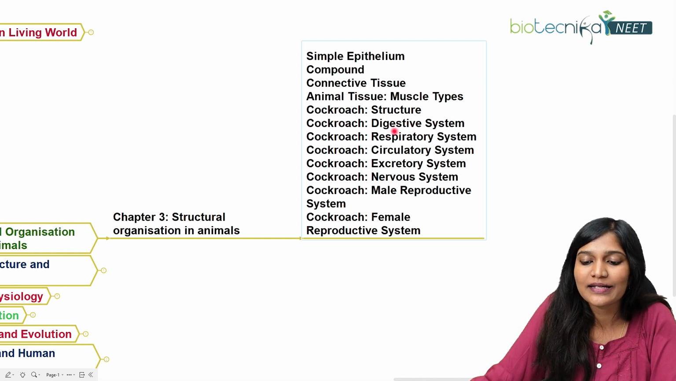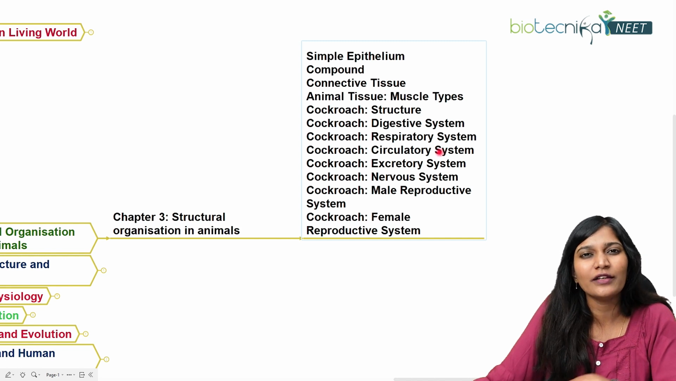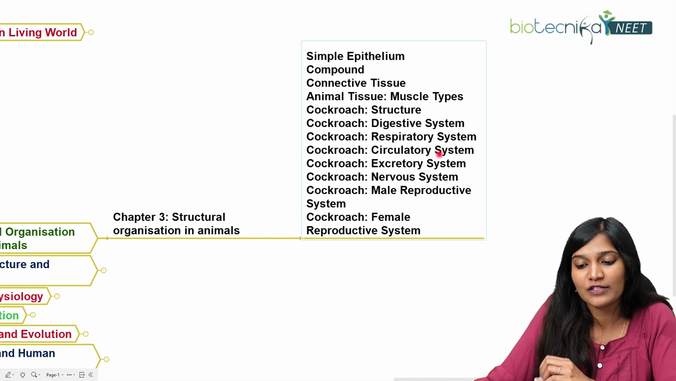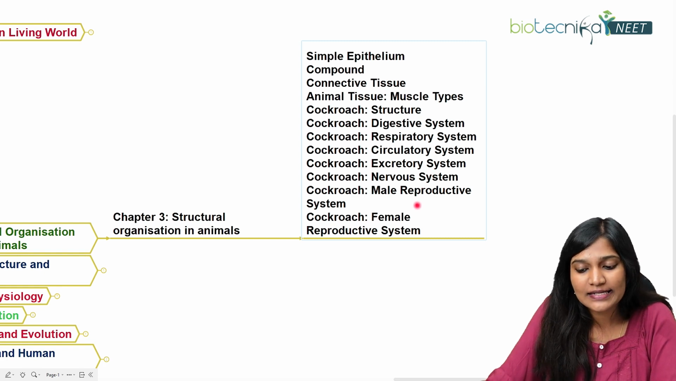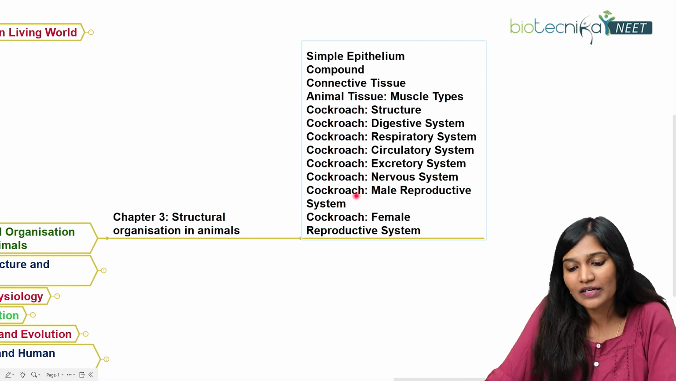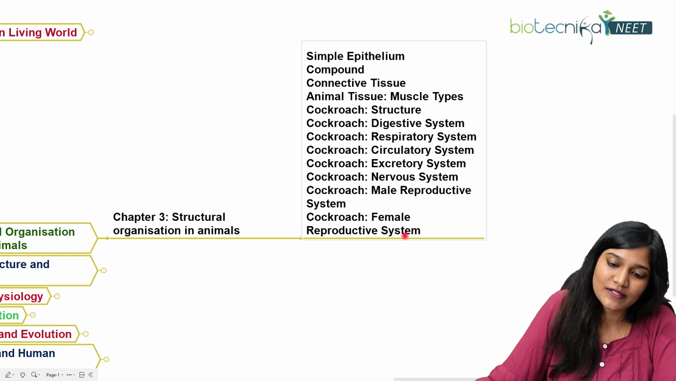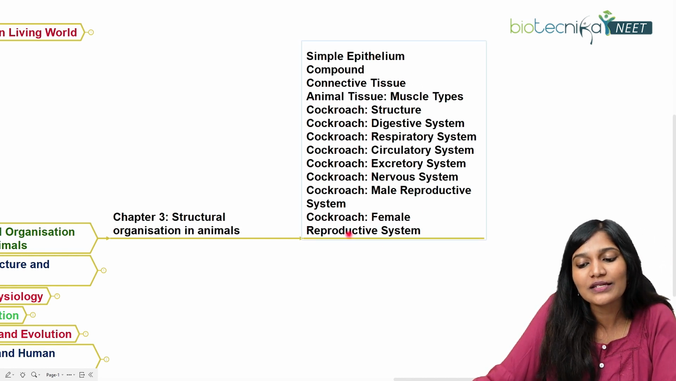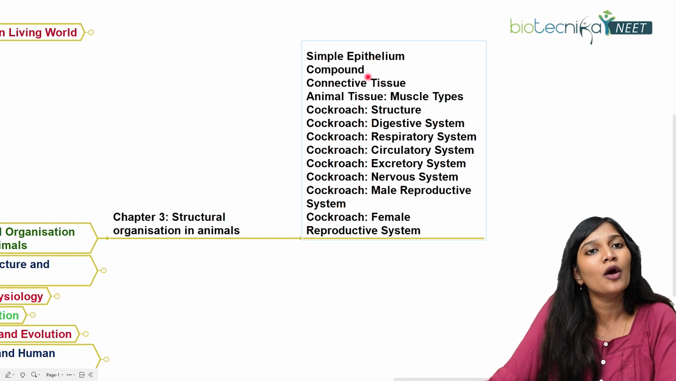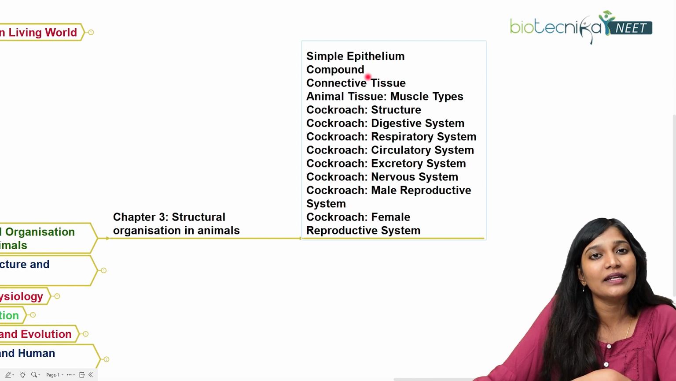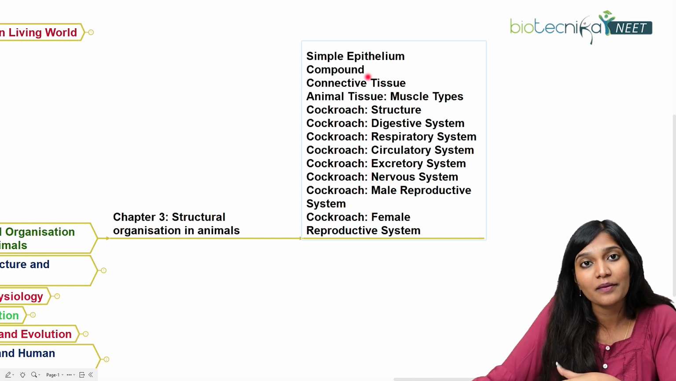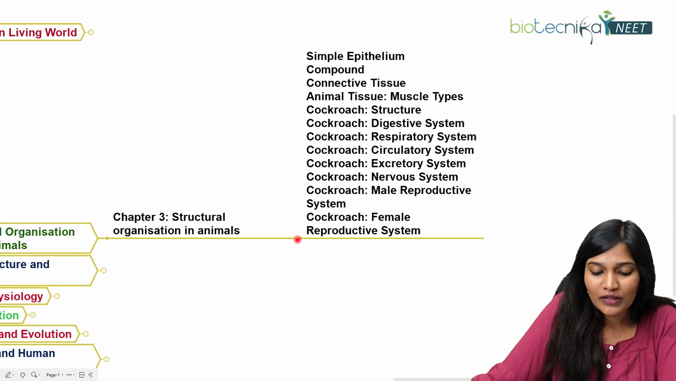In anatomy, you'll be studying the digestive system and respiratory system in detail, which is not that detailed in our book, but you have to study this. Then the circulatory system, excretory system, nervous system. The male reproductive system and female reproductive system are given in our book for cockroaches. So cockroaches occupy a major portion in this unit, along with the images given in the book, like connective tissues, simple epithelium, compound epithelium, columnar epithelium, stratified epithelium. You have to study all these things.